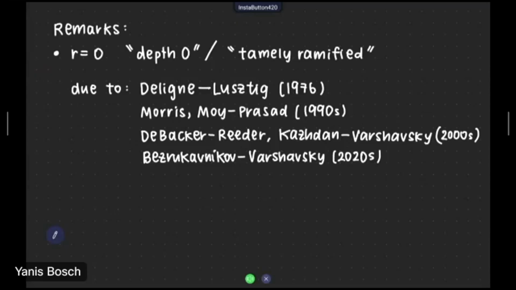So Deligne and Lusztig is what you already saw. That was 1976. Its relation to representations of p-adic groups was then studied in the 1990s by Morris and Moy-Prasad. Then L-packets of these representations were studied by DeBacker, Reeder, and Kazhdan-Varshavsky in the early 2000s. And from a geometric perspective, which also obtained a new proof in equal characteristic, is by Bezrukavnikov and Varshavsky using the theory of character sheaves.